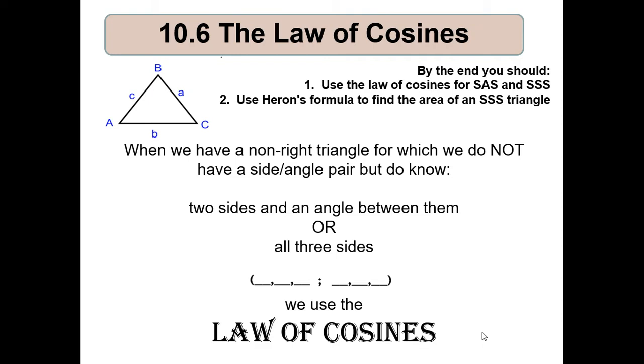So the law of cosines we use for side angle side and side side side triangles. And then we're going to look at a formula called Heron's formula. It dates back to ancient Greece and allows us to find the area of an SSS, side side side triangle. So when we have a non-right triangle for which we do not have a side and angle pair, but we do know two sides and the angle between them, or all three sides, so side angle side or side side side, we use the law of cosines. And we'll define that on the next slide here.